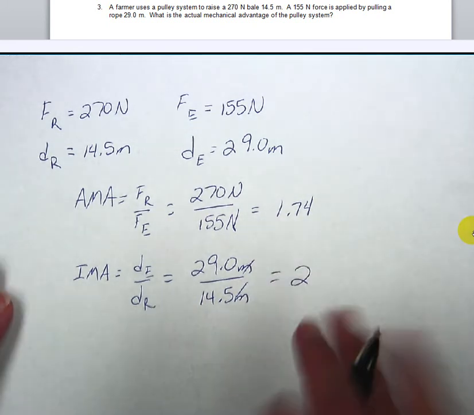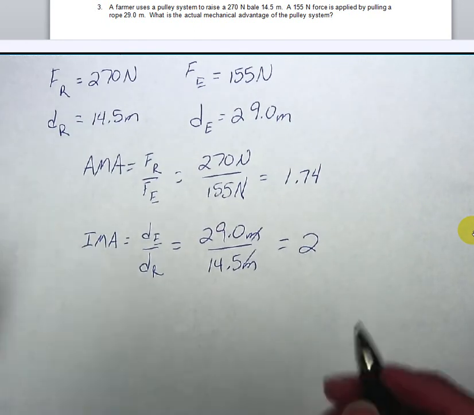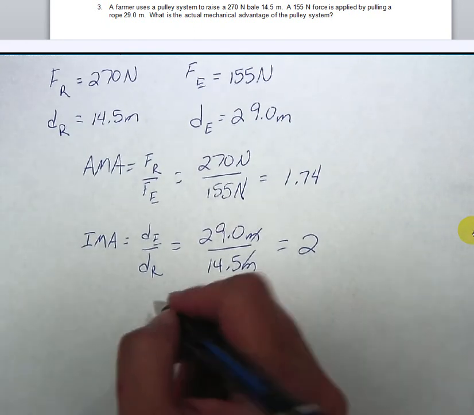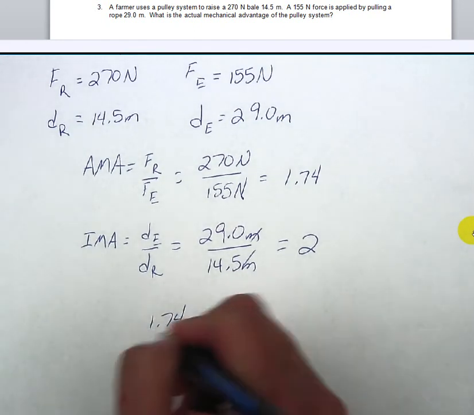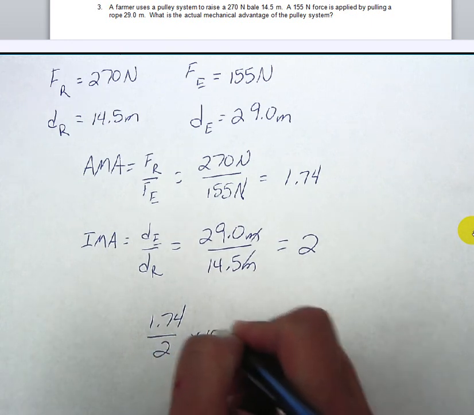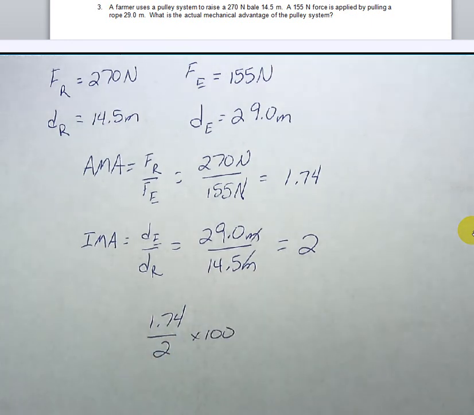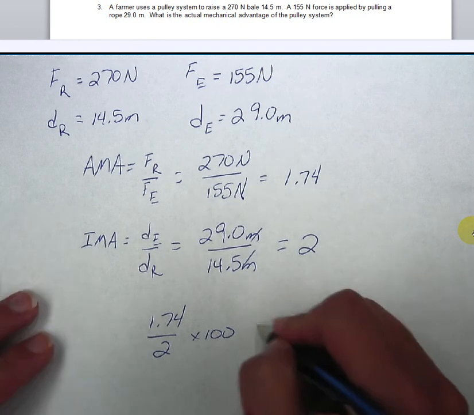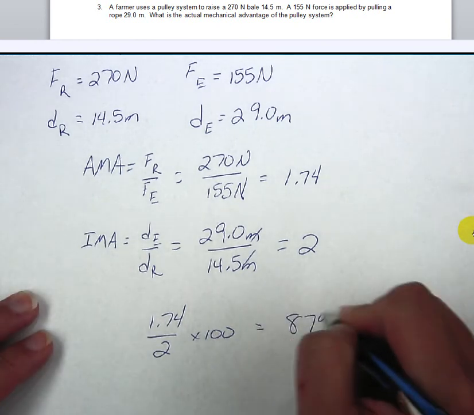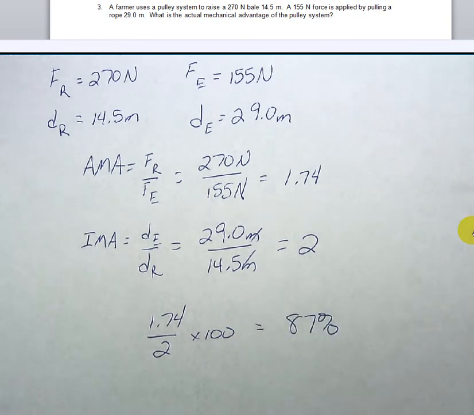And then if it asks for the percent efficiency, it's still the same way, AMA over IMA times 100. So it'd be 1.74 divided by 2 times 100, which is 87%. So this type of problem is still worked the same way as you're used to working them. Okay, let me know if you're still having problems and I can make another video.